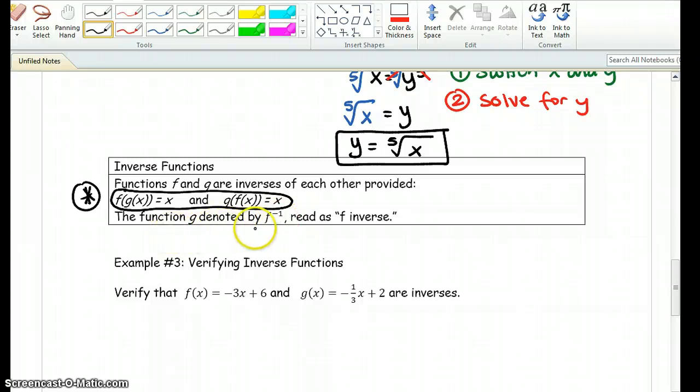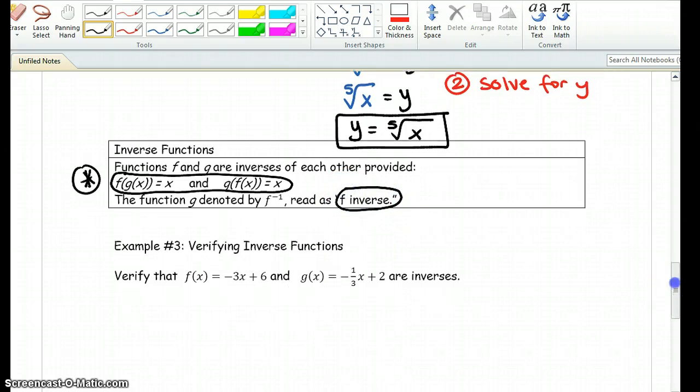The function g denoted by the inverse, so this is the inverse of f, read as f inverse. So please don't read f of negative 1. It's going to be f inverse. Alright, let's try it out.